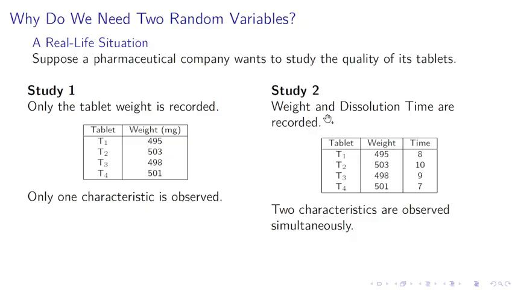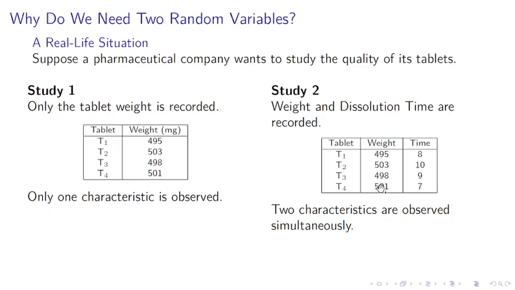Here, the weight and dissolution time are recorded, for the same set of weights also, the time of dissolution. For tablet 1, the weight is 495, whereas the time is 8. Similarly, for 503, time is 10. For 498, time 9. For 501, time 7.